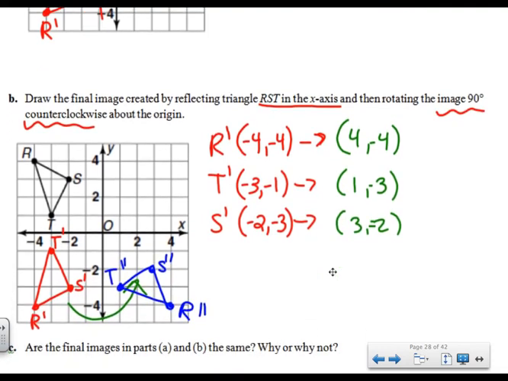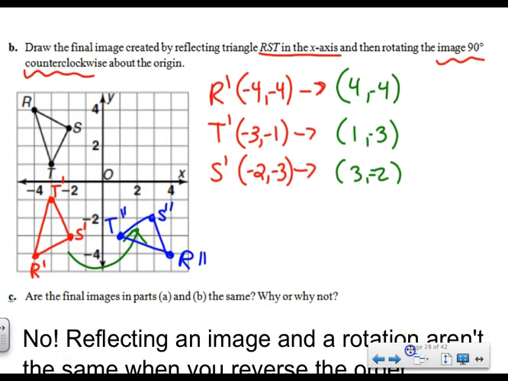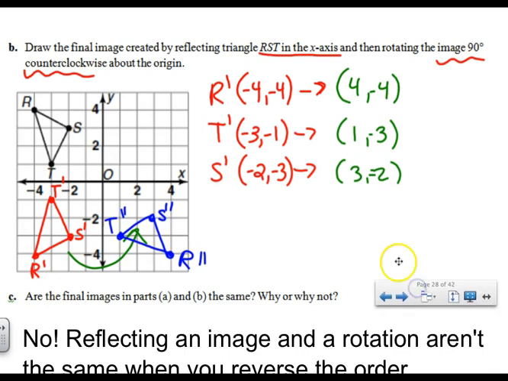Okay, which is different from reflections, because we did learn in the past that reflecting it over the x and then the y is the same as reflecting it over the y then the x. But that is not the case with rotations. So order does matter with rotations, okay?